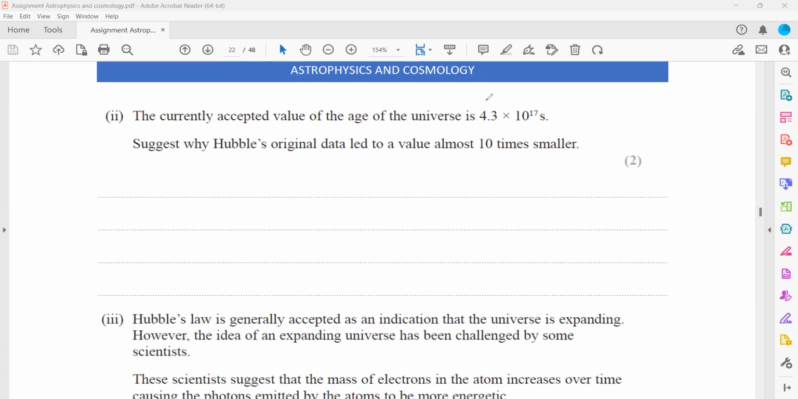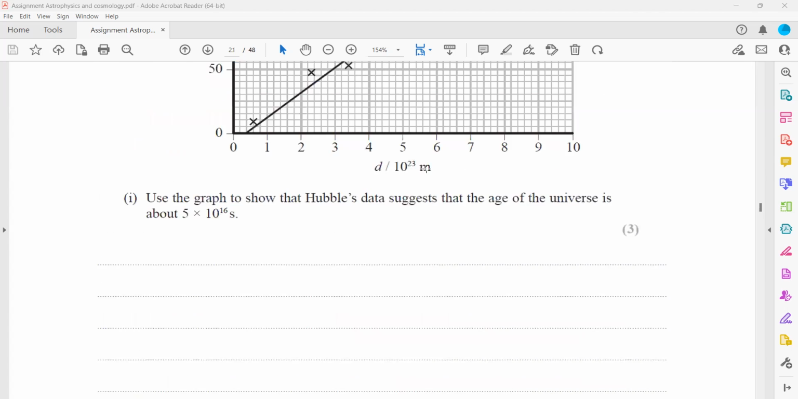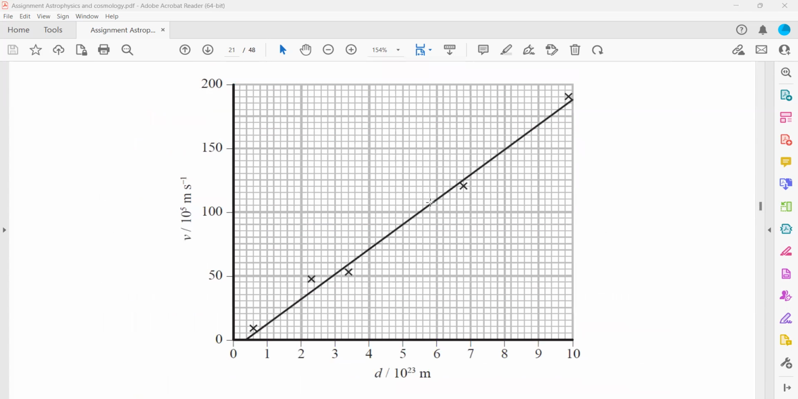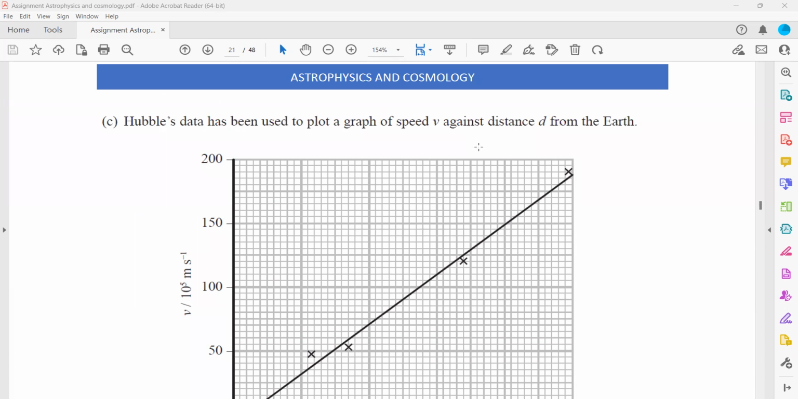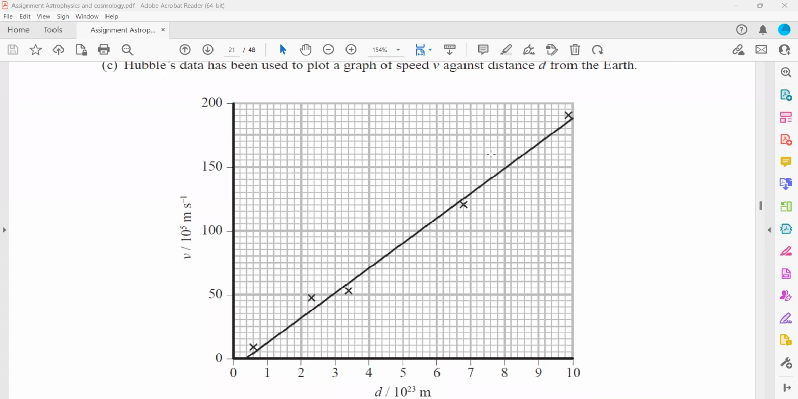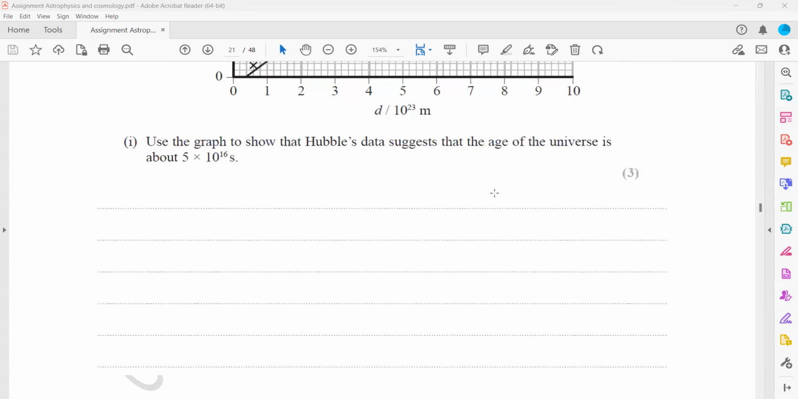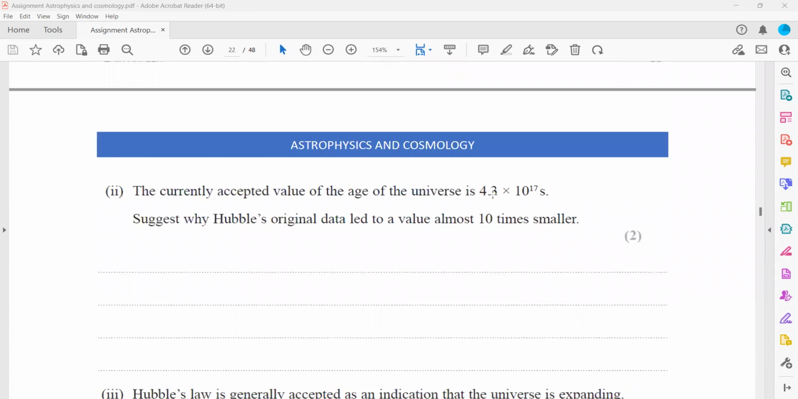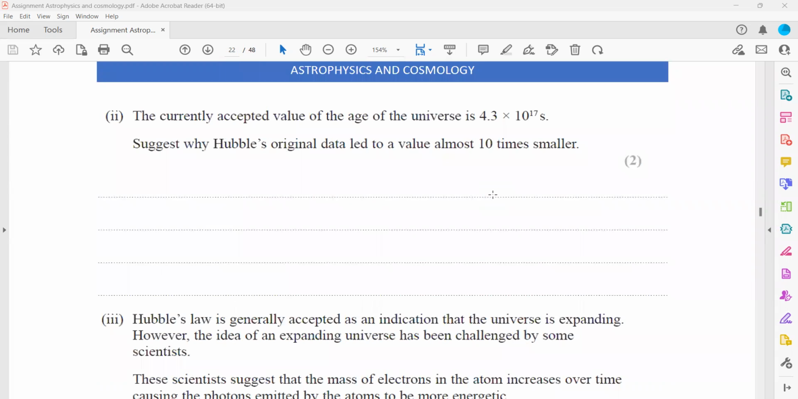Because in this data we did not plot the galaxies which are too far from us. Only a few galaxies are plotted here in this original data. So few galaxies are there, so there is a higher uncertainty in the value of the Hubble constant. That's why the value appeared to be much higher than the current value.